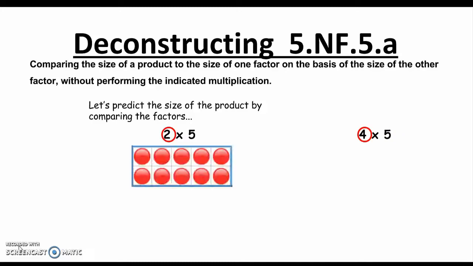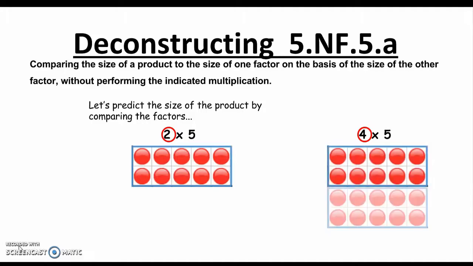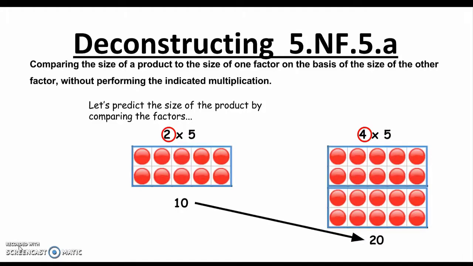By using an array, we can see that the factor 4 is composed of 2 sets of a 2 by 5 array. Therefore, we can state that 4 is double 2. Because we doubled the size of the array, it can be seen that our product doubled as well. Also, students should recognize that the reverse is true and that 2 is half of 4, so the product should then be half of 20.